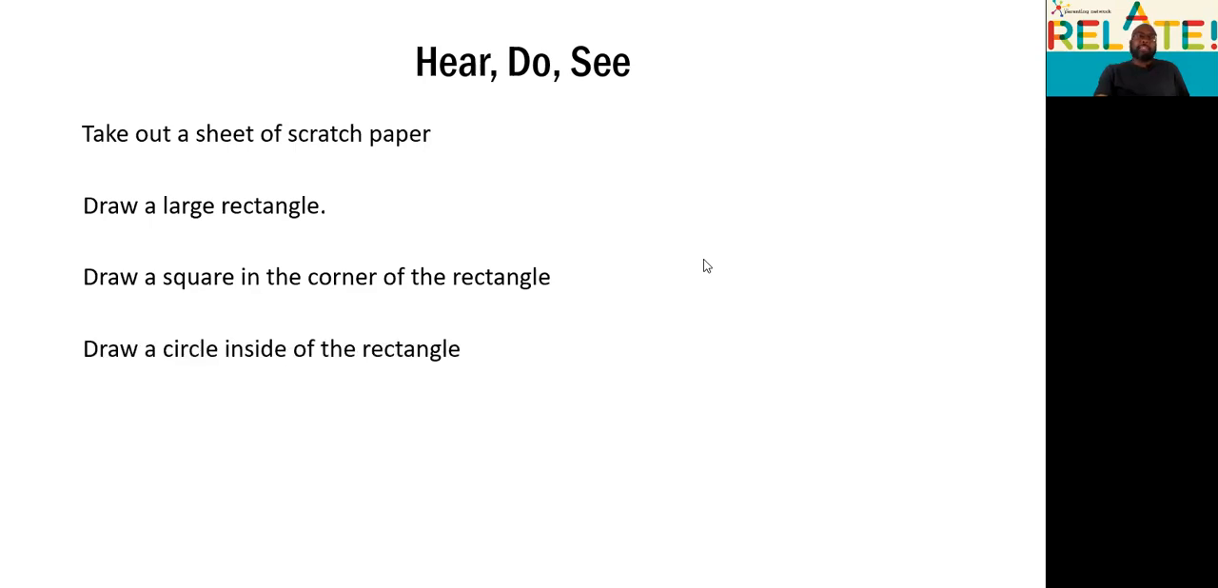So on that sheet of paper, I would like you to draw a large rectangle. Yep, go ahead and draw a large rectangle. After you have drawn that large rectangle, I would like you to draw a square in the corner of the rectangle. Then I would like for you to draw a circle inside of the rectangle.